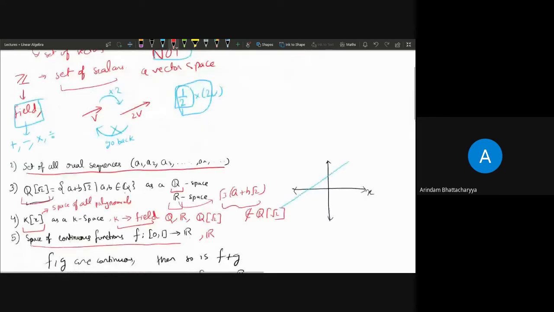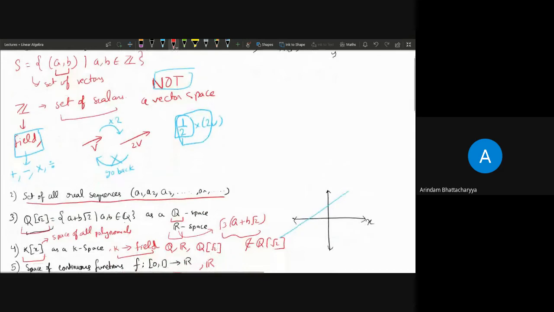All right, let's go to the last example. Just a second.